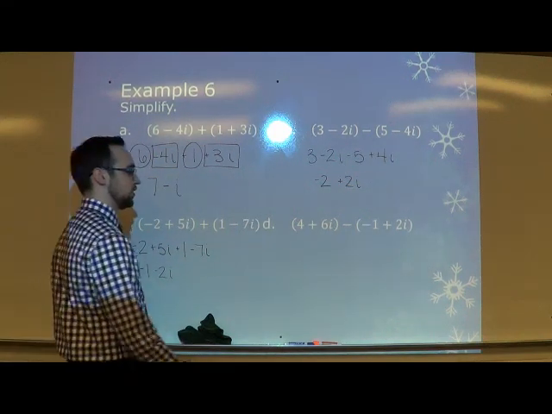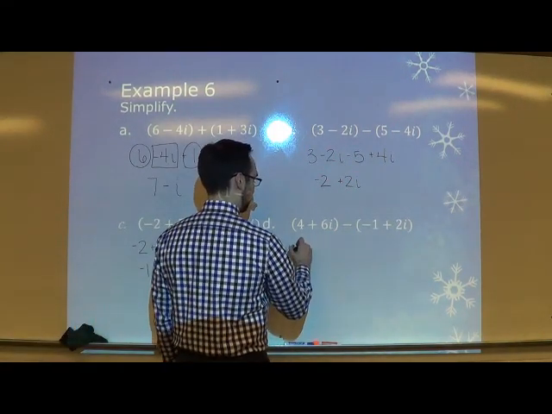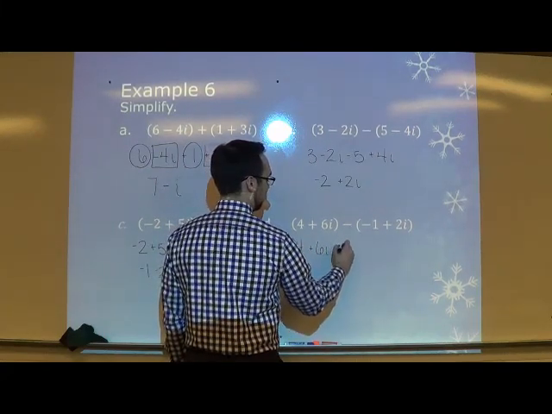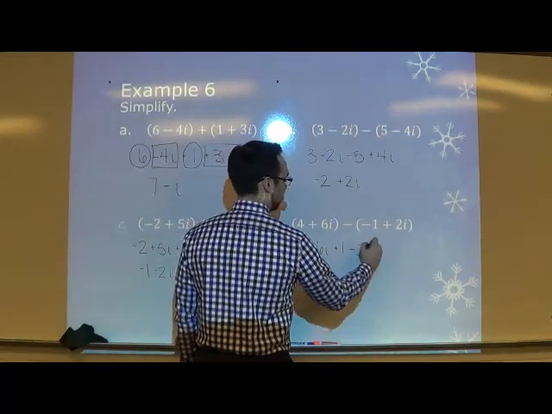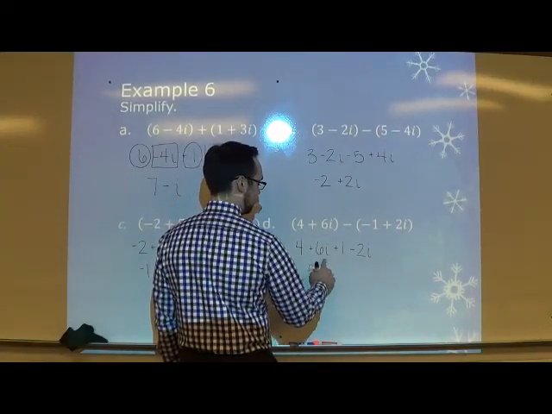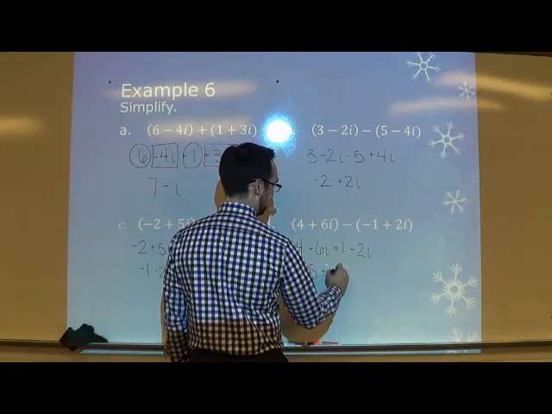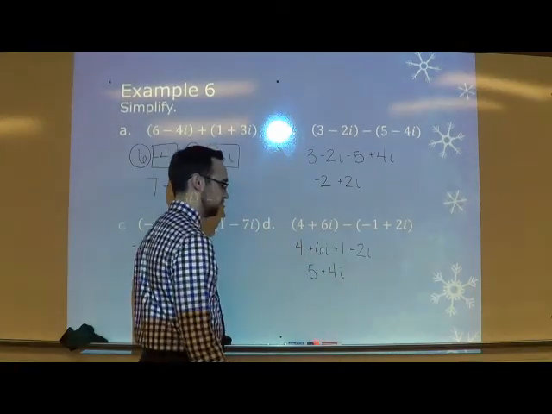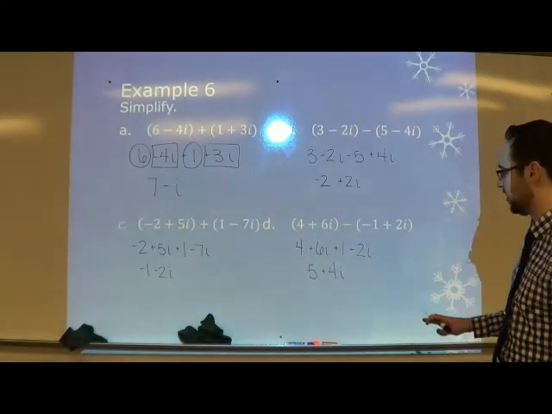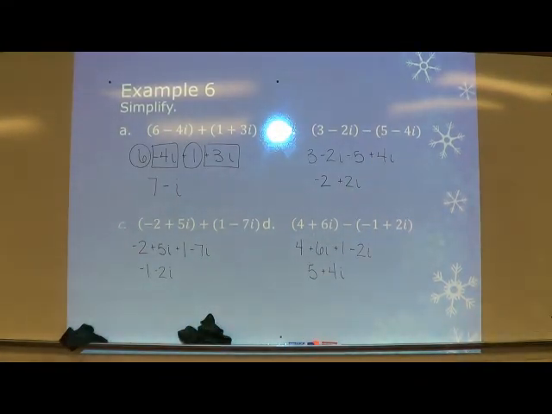And the last one, again, distribute that negative so we don't forget about it. So we have 4 plus 6i plus 1 minus 2i. So we have 4 plus 1 is 5. 6i minus 2i is 4i. So you should always end up with one number that has i and one number that does not. So you can keep simplifying until you get down to that.